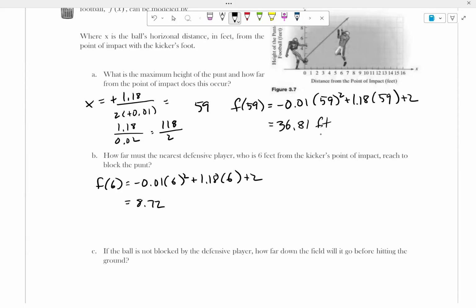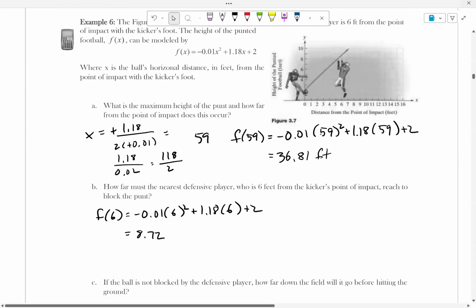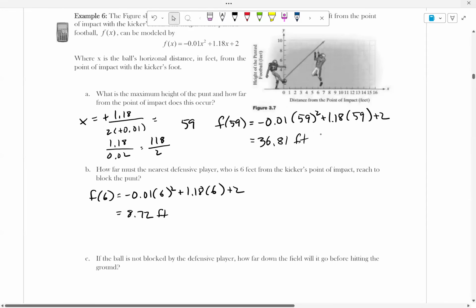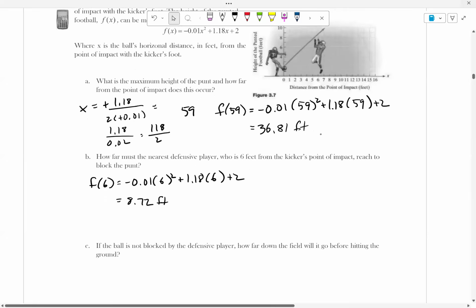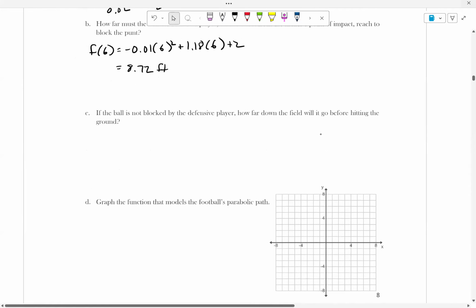Does that seem reasonable? Yeah, it actually even looks like that considering the graph that they've given us, even though we can't judge exactly by that. But yeah, 8.72 feet. So he would have to reach 8.72 feet high. Now, is that reasonable for him to block it? Sure, it's not saying he has to jump almost 9 feet. He just has to reach that high. So if he's 6 feet tall, without jumping he's already got 8 feet or so. So he could do it. He just has to do it in time.